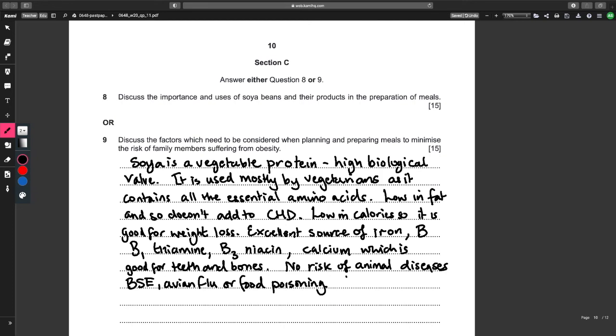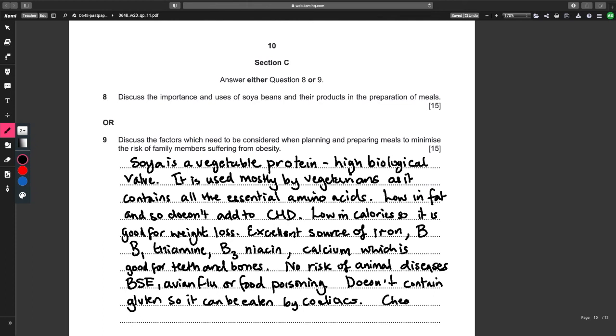Also, another thing it doesn't contain is gluten. So it can be eaten by celiacs, which we discussed earlier when we were talking about the lack of gluten. Okay.